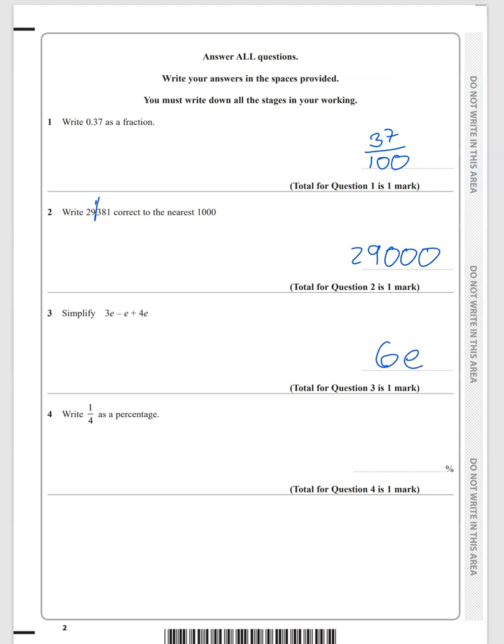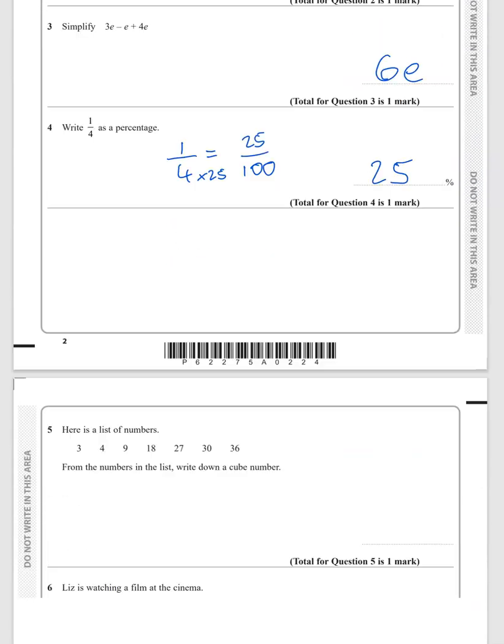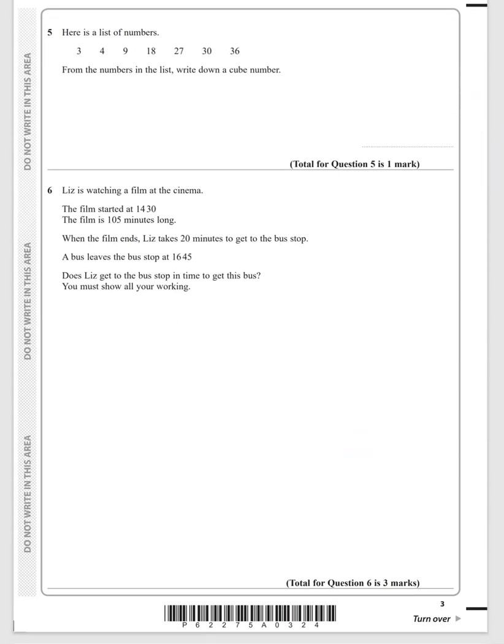Write a quarter as a percentage. Well, hopefully a lot of you can recognise that a quarter as a percentage is 25%. If not, we could put it as an equivalent fraction. We need to times by 25 to make it out of 100. So 25 over 100, hence your 25%.